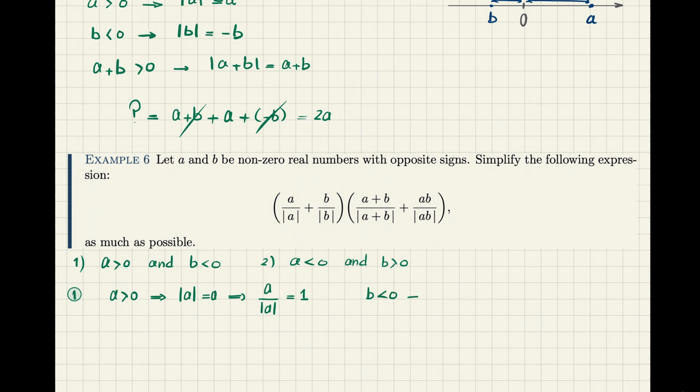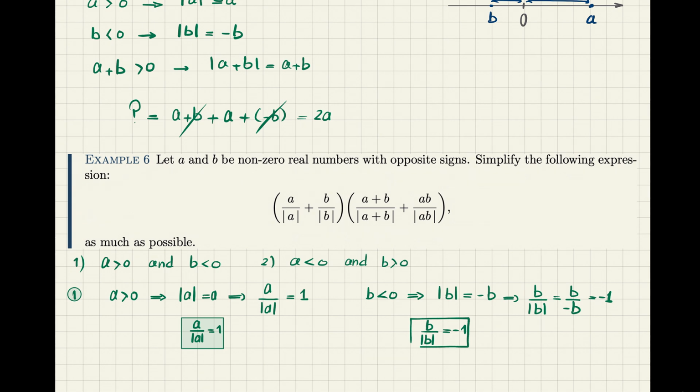Okay, when B is negative, what can I conclude? I can conclude that absolute value of B is negative B. So then it means that if I divide B by absolute value of B, instead of absolute value of B, I put minus B. And then if I simplify this, it becomes negative 1. Okay, so let me just write. In this case, we realize that this number is 1 and this number is minus 1. Yes, this is in this case.